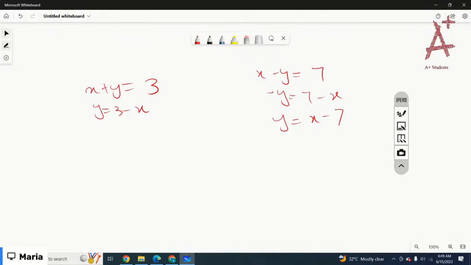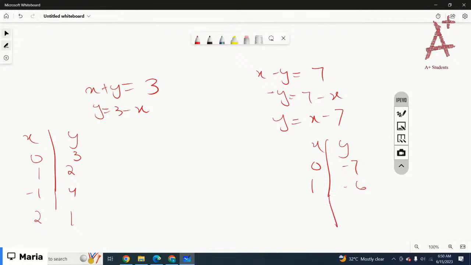Here you have x, here you have y. x equals 0, y is 3. x equals 1, y is 2. x equals -1, it would be 4. x equals 2, it would be 3 minus 2, which is 1. Same thing I'm going to do here, different values of x and calculate the values of y. x equals 0, it would be -7. x equals 1, it would be -6. x equals -1, it would be -8. x equals 2, that would be -5. Let's just plot both of these over here and then find the solution.